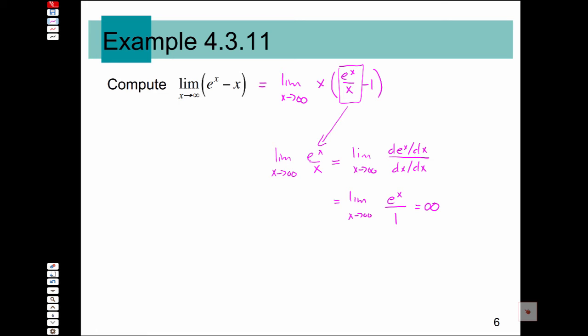How does that help us? Well, we can go back to our original expression, and we see that what we have is the limit as x goes to infinity of x times (e to the x over x minus 1). We know this first factor, x, goes to infinity as x goes to infinity, and we now know that this second component, the part in parentheses, also goes to infinity as x goes to infinity. That's the product of two things that are both getting larger and larger as x gets large, and so the limit of this quantity is infinity.